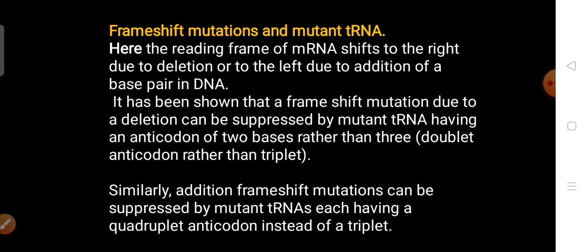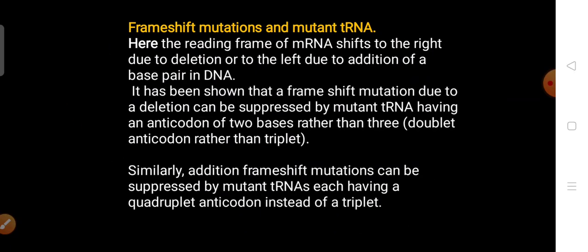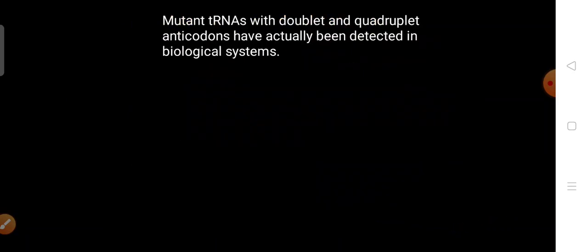Similarly, frameshift mutations which occur because of addition of a base can be suppressed by a mutant tRNA which has a quadruplet anticodon. Okay, instead of a triplet, that means it has 4 bases in the anticodon, and this is how the effect of frameshift mutations can be suppressed.